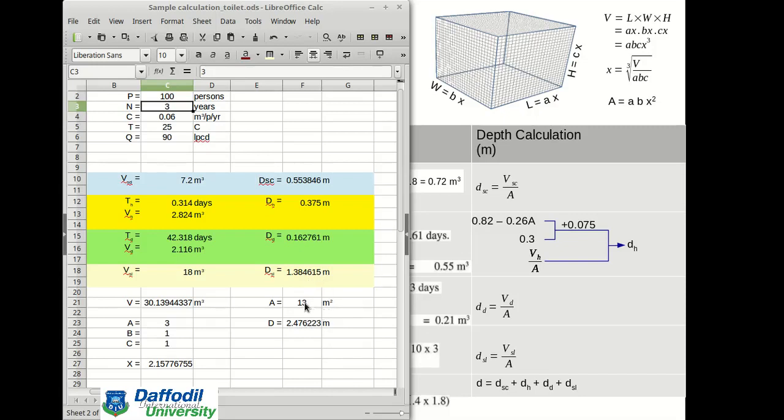Okay. Maybe we don't need to put an integer. Why don't we take the original value, whatever that is. Then we can easily calculate the length. Length is equal to A into X, in meters. Width is equal to B into X, in meters. And depth, that means D, is not C into X, because we are calculating it in a different way.